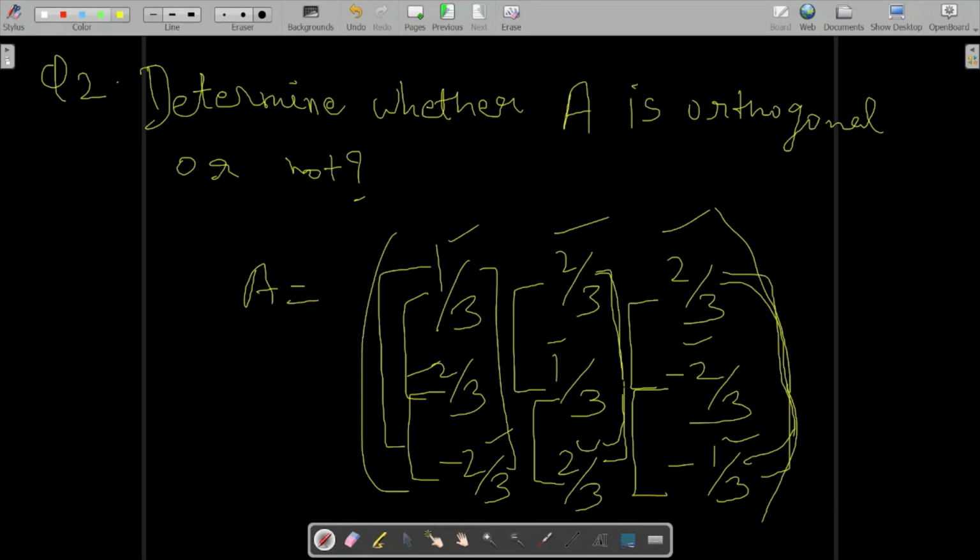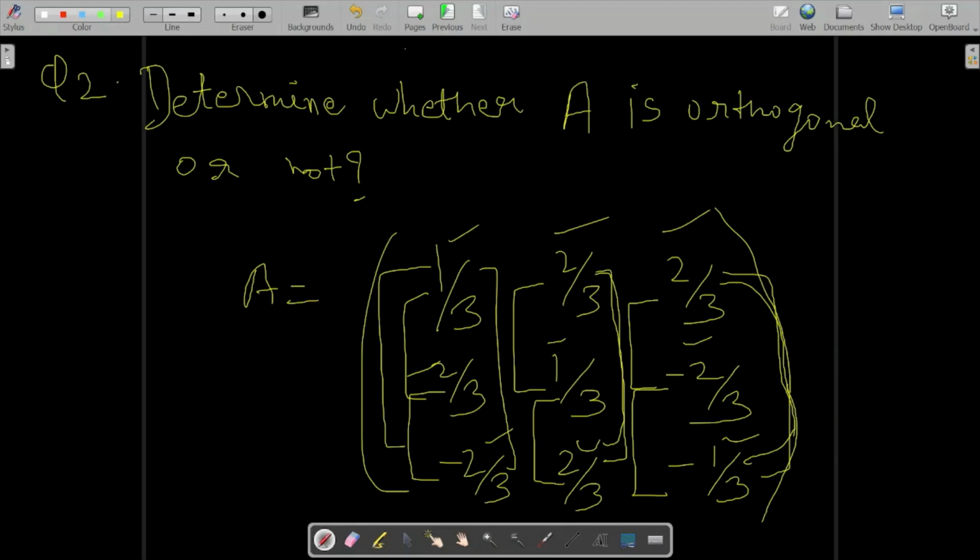So it is very obvious that it is very easy to show this is orthogonal. I don't think there is any need to show it to you by solving. It is a very easy thing.